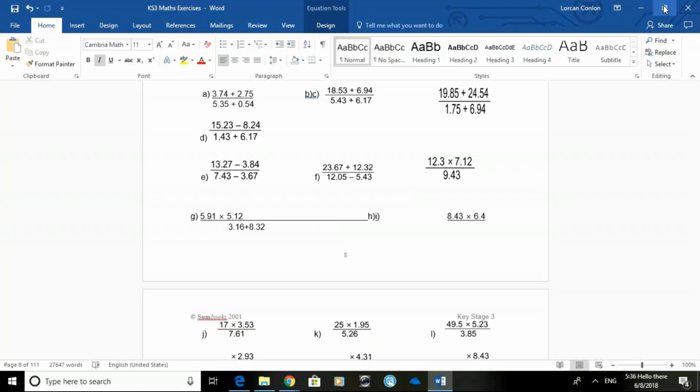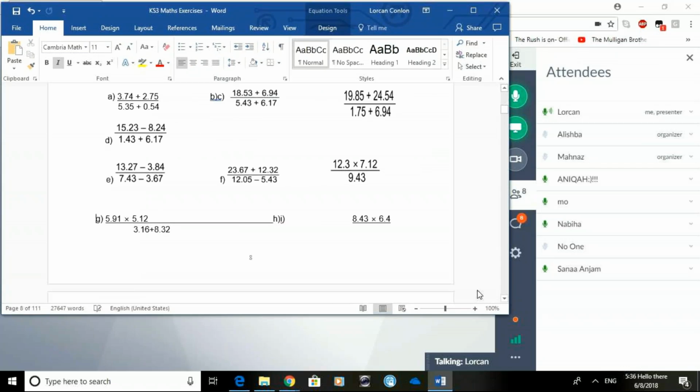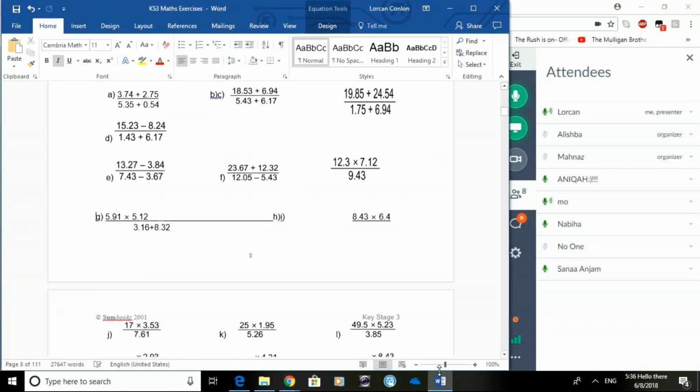Who was next? Mo. Navia, did you get F then? Yeah. Good. So what did you do? 23.67 would be 24. Perfect. 12.32 would be 12. And at the bottom, 12.05 would just be 12. And 5.43 would be 5. So I got 24 plus 12, which is 36. And then 12 minus 5, which is 6. And then I simplified that, which was 6.